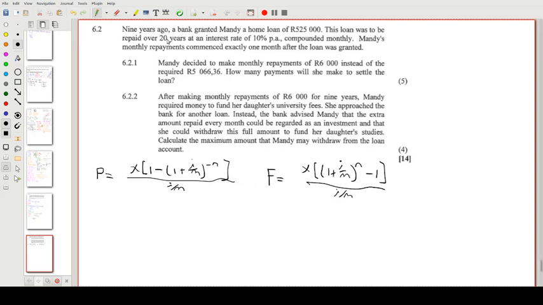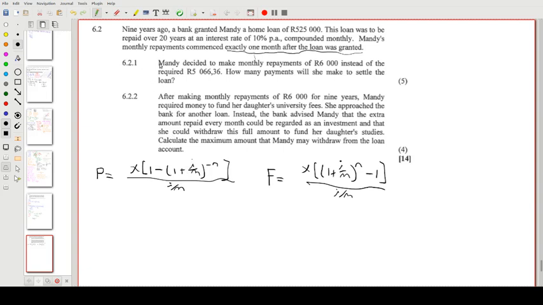It says 9 years ago, a bank granted Mandy a home loan of 525,000 Rand. This loan was to be repaid over 20 years at an interest rate of 10% per annum, compounded monthly. Mandy's monthly repayments commenced exactly 1 month after the loan was granted. Now this part, exactly 1 month after the loan was granted, means we don't have to adjust n in any way. That's the normal thing. If it says 1 month after, we just use the formula as is. If it says started immediately, which is a common thing in these questions, then we have to add an extra 1 to the n value because it's 1 period extra.